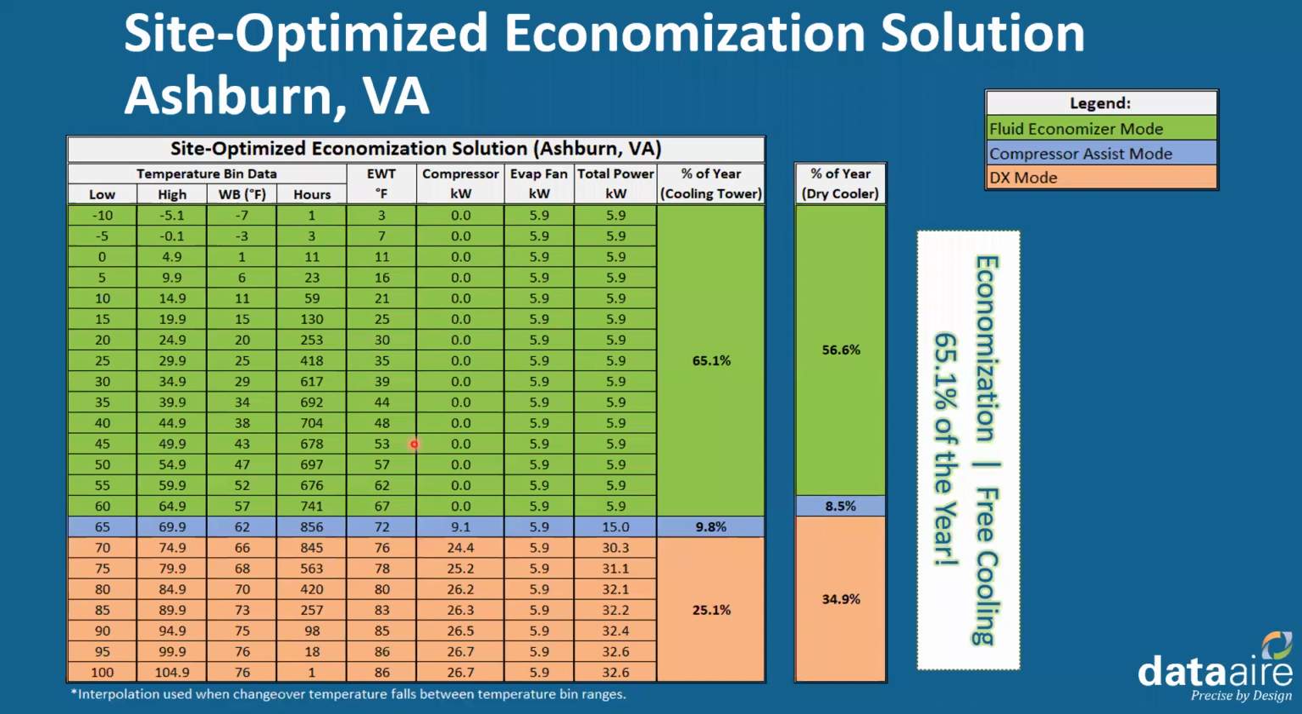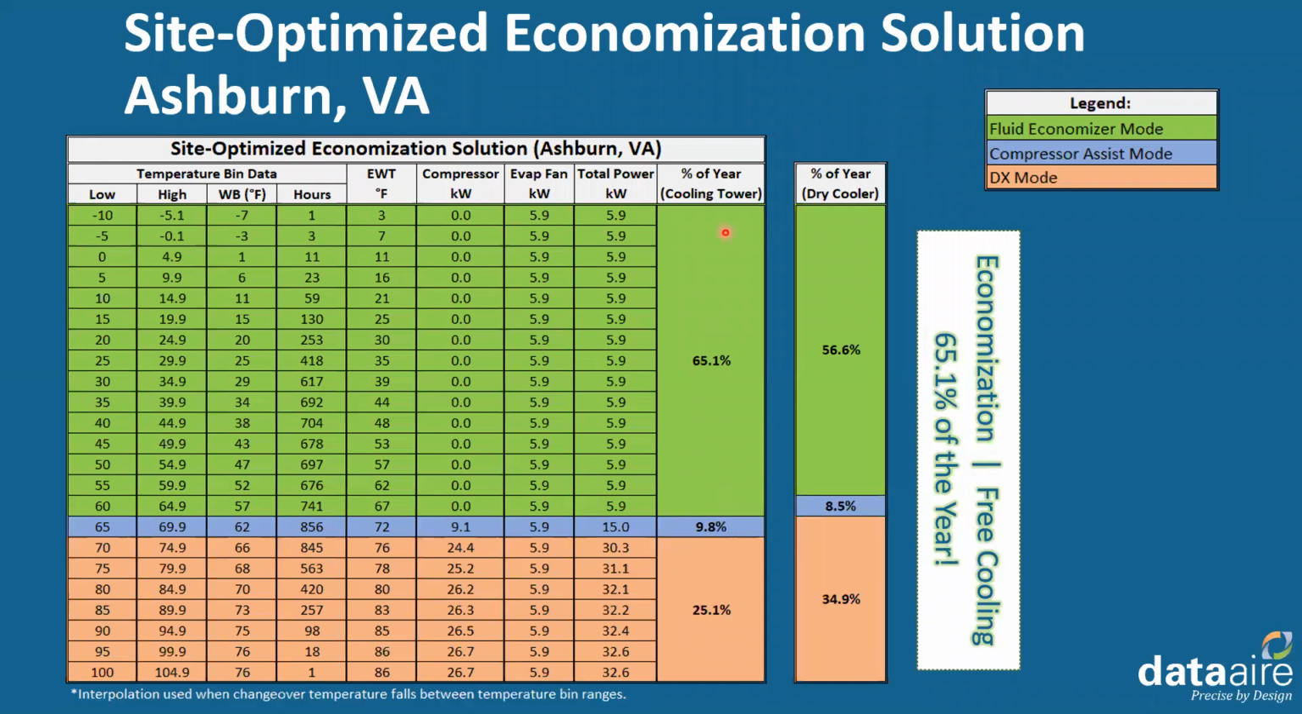This unit, for example, was designed, like Mike said, for full free cooling at 67 degrees. So that's why this is the cutoff point, 67 degrees here. And you'll see the compressor kilowatt is 0 for this section. It ramps up a little bit in the compressor assist, and then it's on here at full load like a fixed speed compressor. The evaporator fan, we just assume constant speed for this analysis, so it's constant throughout the year. And then here's your total power.